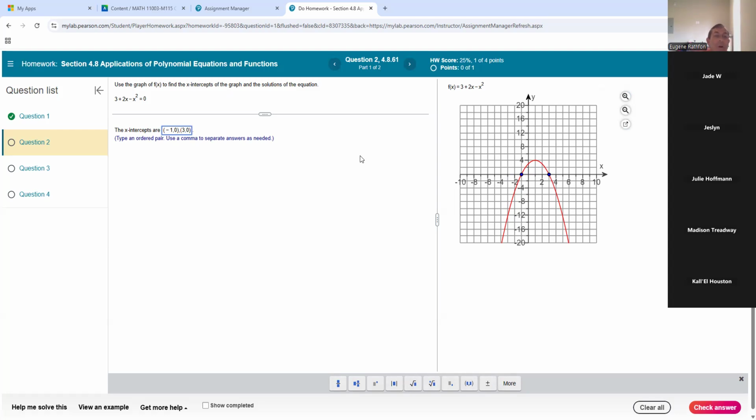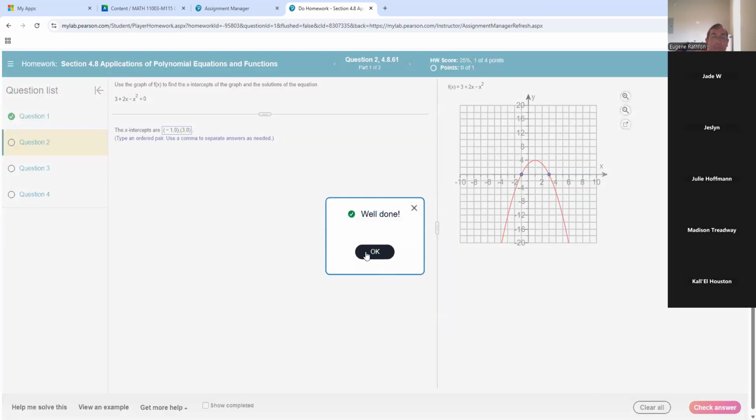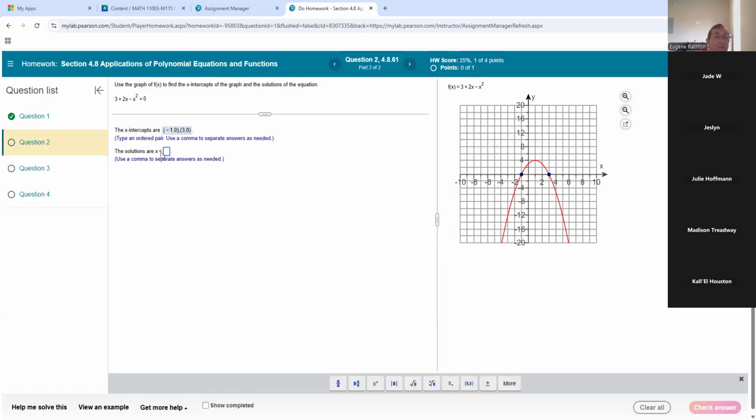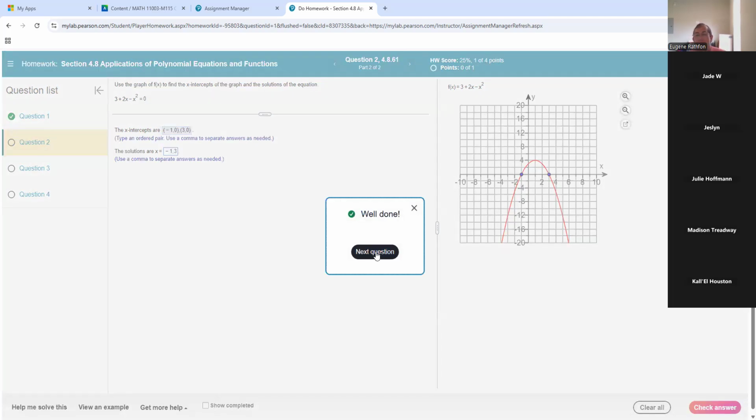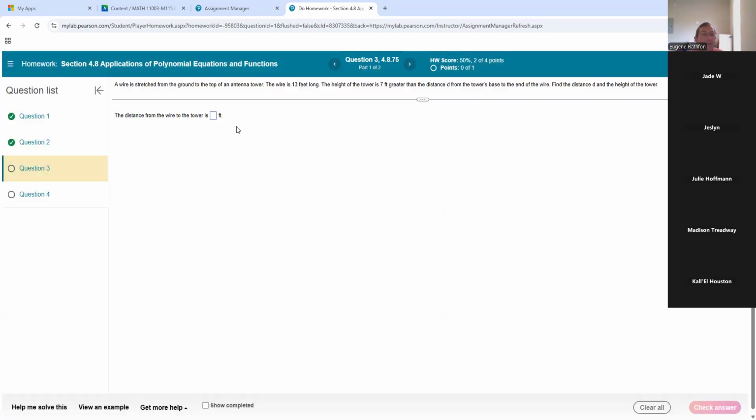So just remember, x-intercepts have to be like an ordered pair. And then the solutions would be what? The -1, comma, 3. All right, so those are fun, but what we're wanting in this section is these next questions.